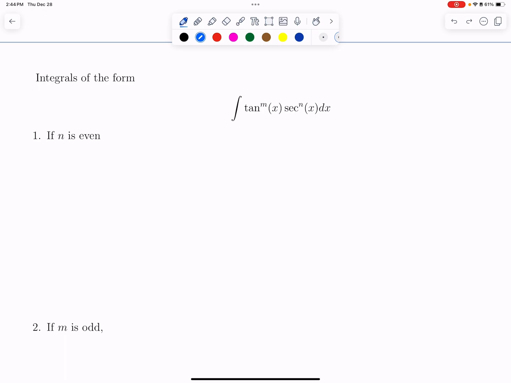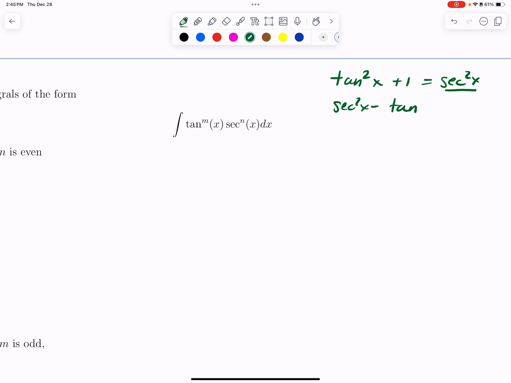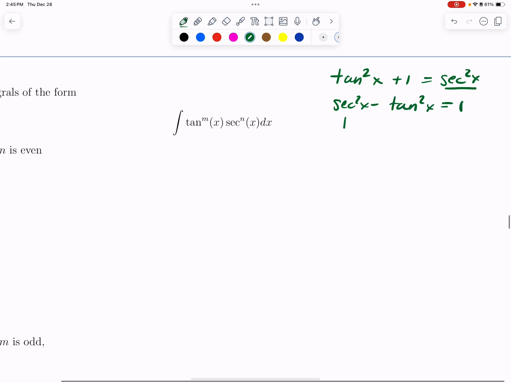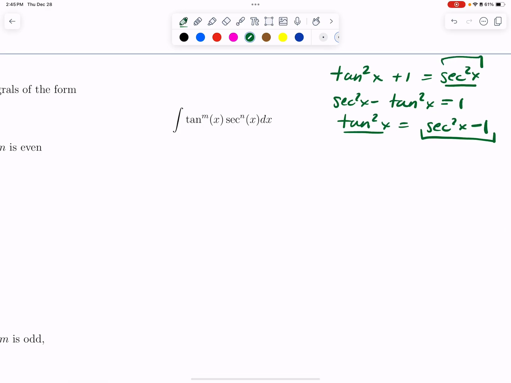So in the case where, let's remember also the identities that we will use perhaps in this case. Remember the Pythagorean identity, tangent squared x plus 1 equals secant squared. So we know what secant squared is, or we could have secant squared x minus tangent squared x equals 1, or we can solve for tangent squared. So tangent squared x equals secant squared x minus 1. So if we end up replacing tangents with secants, they look like that. If we end up replacing secants with tangents, they look like that.